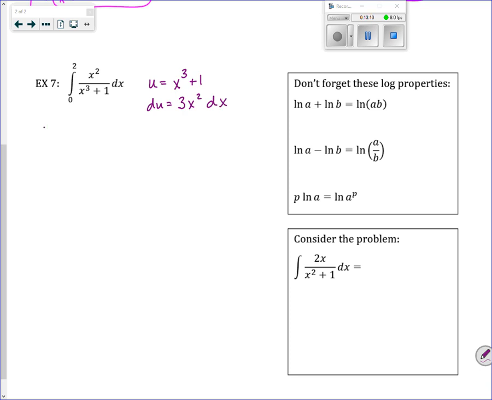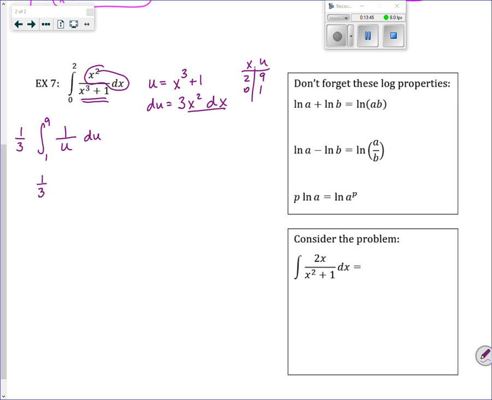So when I integrate, here is u. For x squared dx, that would be du over 3. And like I said, I do like to change the bounds. So that's my thing. So x and u: if x is 2, then u is going to be 9, because 2 cubed is 8 plus 1. If I plug in 0, that would be 1. So I like changing my bounds. It just makes it simpler for me.